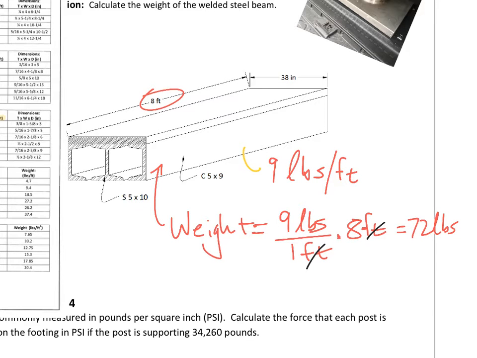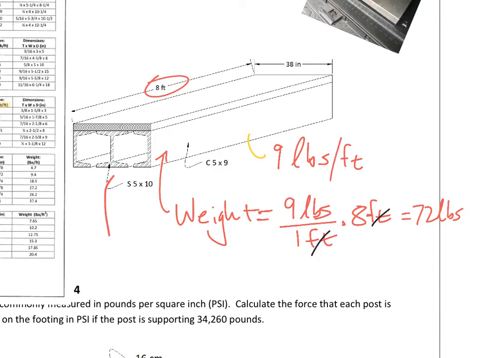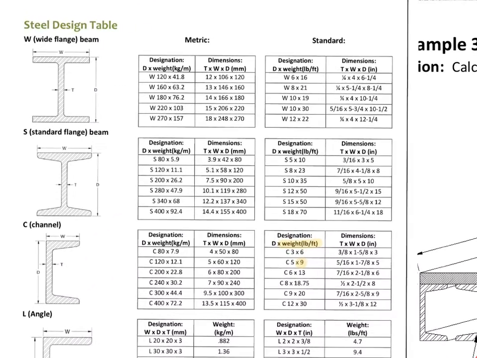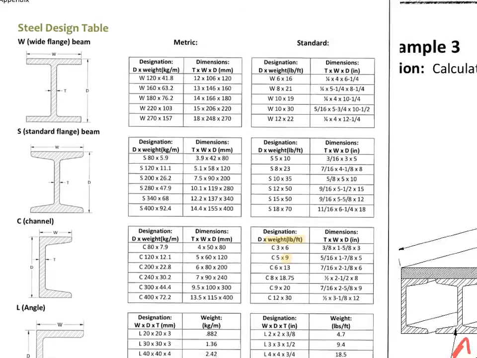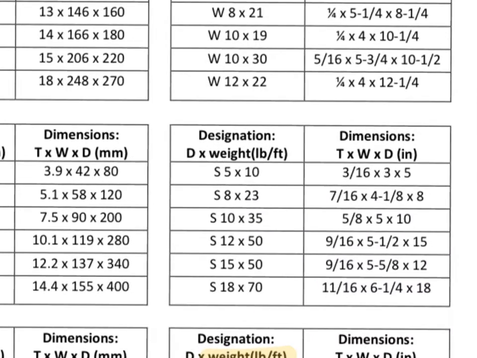Then we have this beam right here. This is an S beam, it's called, even though it looks like the letter I. But this is called an S beam. So S 5 by 10. Let's go look at that. Here's the standard flange, S beam. So S is standard flange. And we had, what do we say? We said a 5 by 10, it says. So 5 by 10.